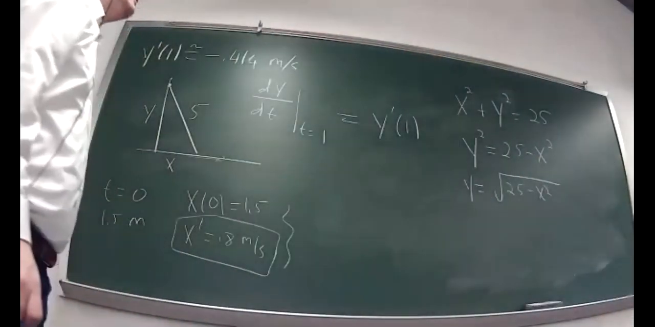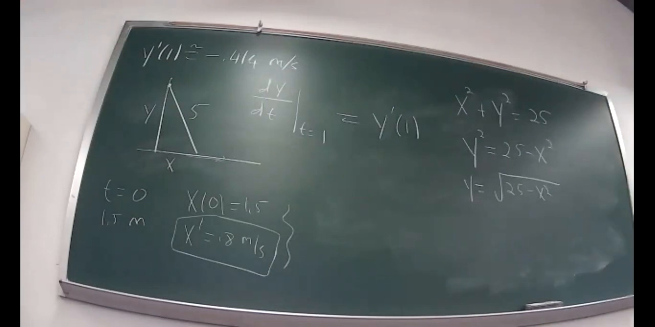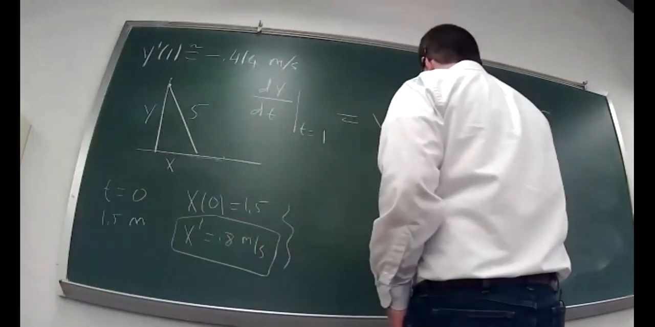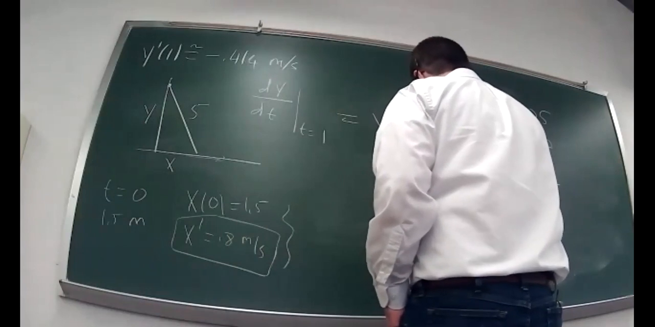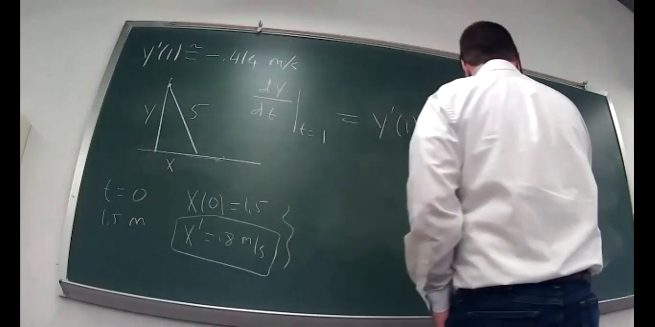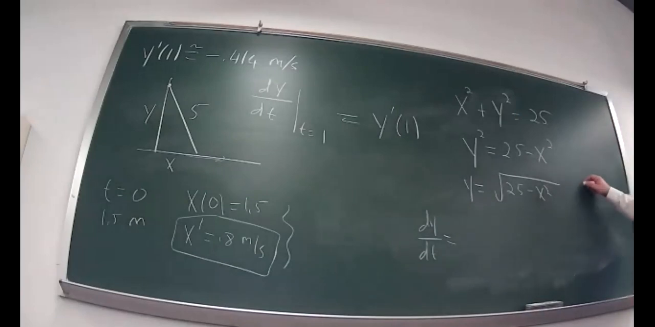I know, to be formal, it should be plus or minus, but since y is this positive distance, it has to be plus. And you could also just calculate y prime and then plug in t equals 1. So you could calculate dy/dt directly. But you would have to use the chain rule in order to do that. You'd be using the chain rule with f of x equals root x, and with g of x equals 25 minus x squared.